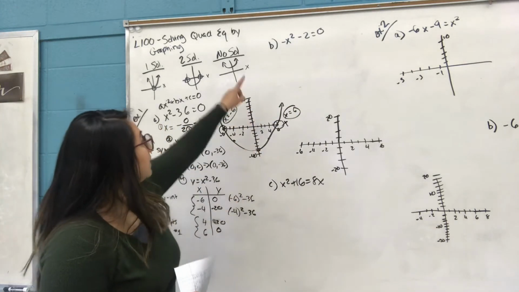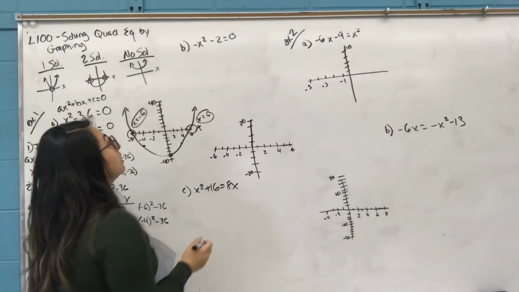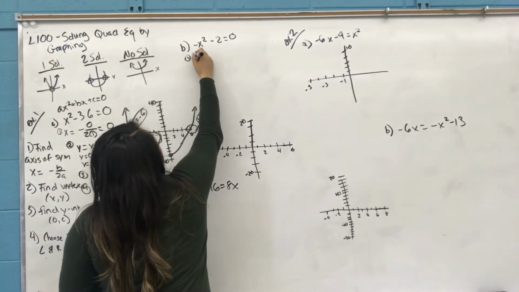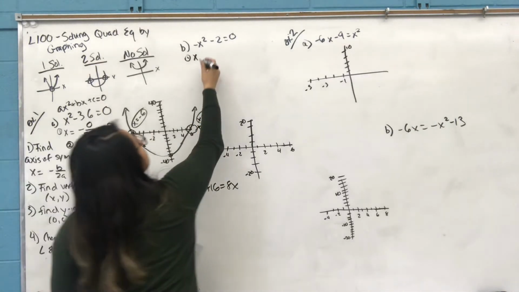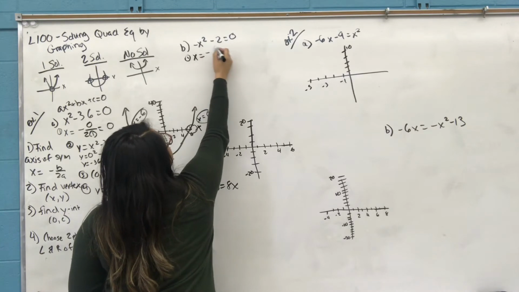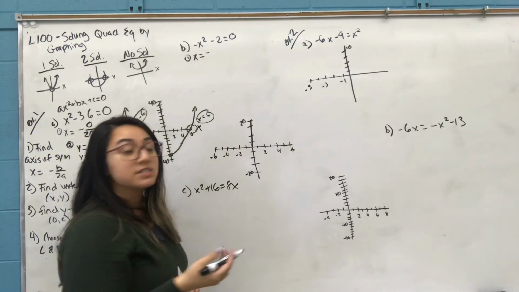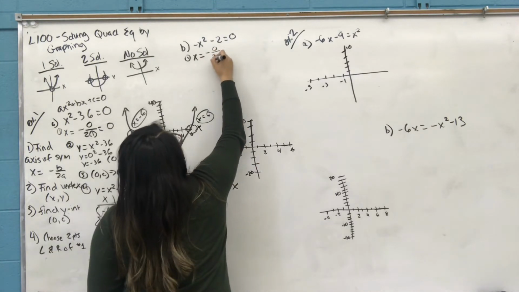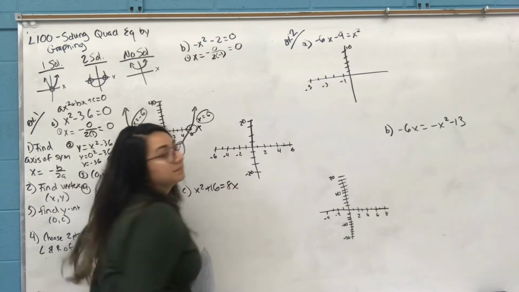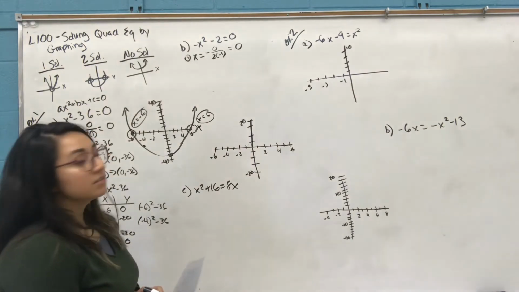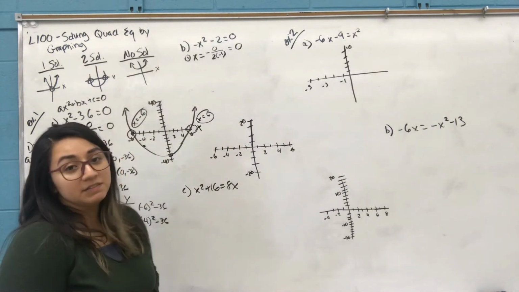Next one. B. -x squared minus 2 equals 0. First thing we do, find our axis of symmetry. So to do that, it's -b. Keep in mind there is no bx. So therefore, it's 0 divided by 2 times a, which is -1. This will give you 0. There's no such thing as -0.